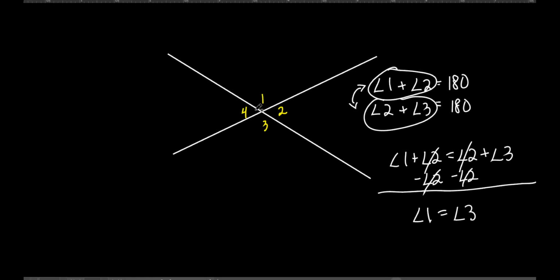What do you think that says about 2 and 4 as well? They're equal to each other as well. We give this a special name. We call them vertical angles. All right? And what do we know about vertical angles? 1 and 3 are vertical angles.